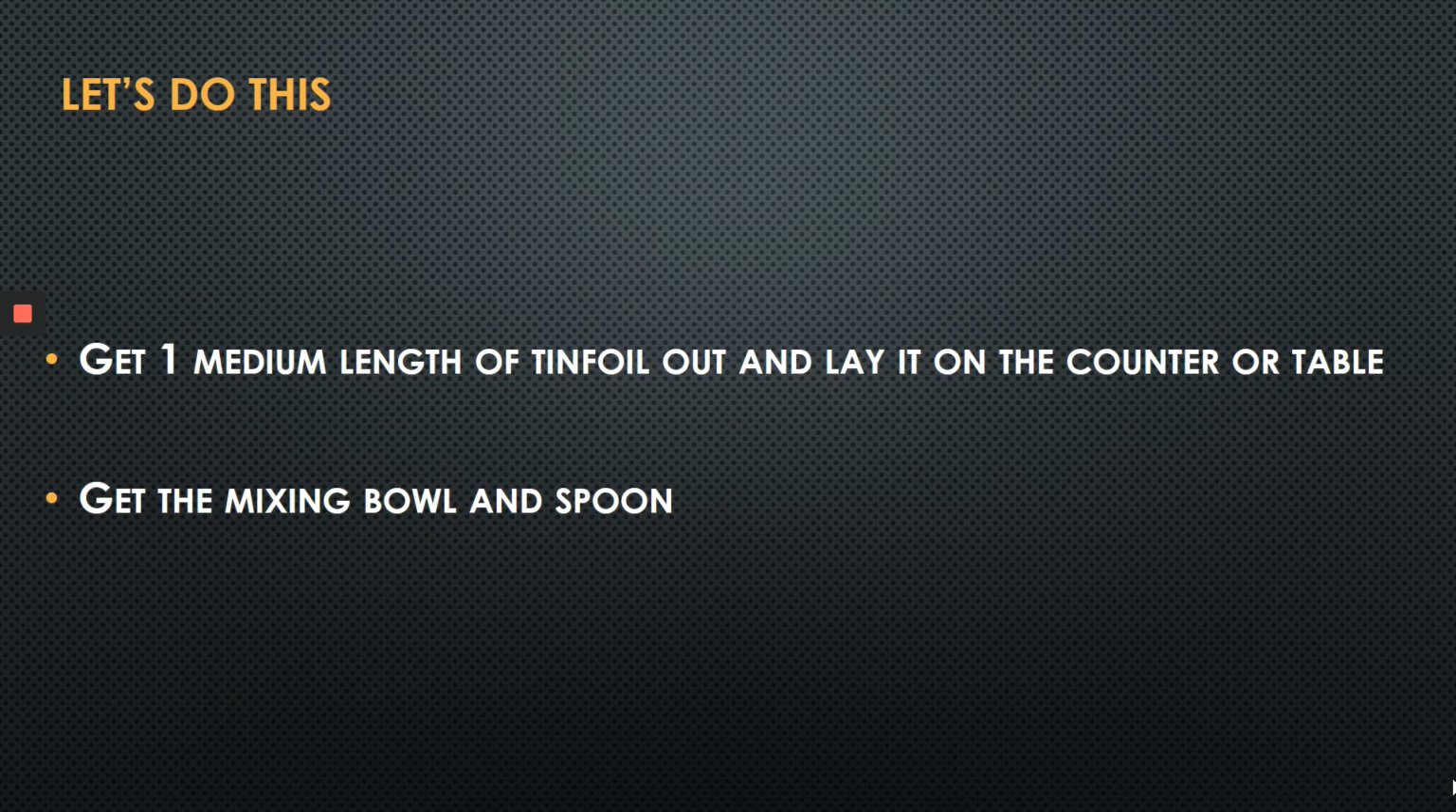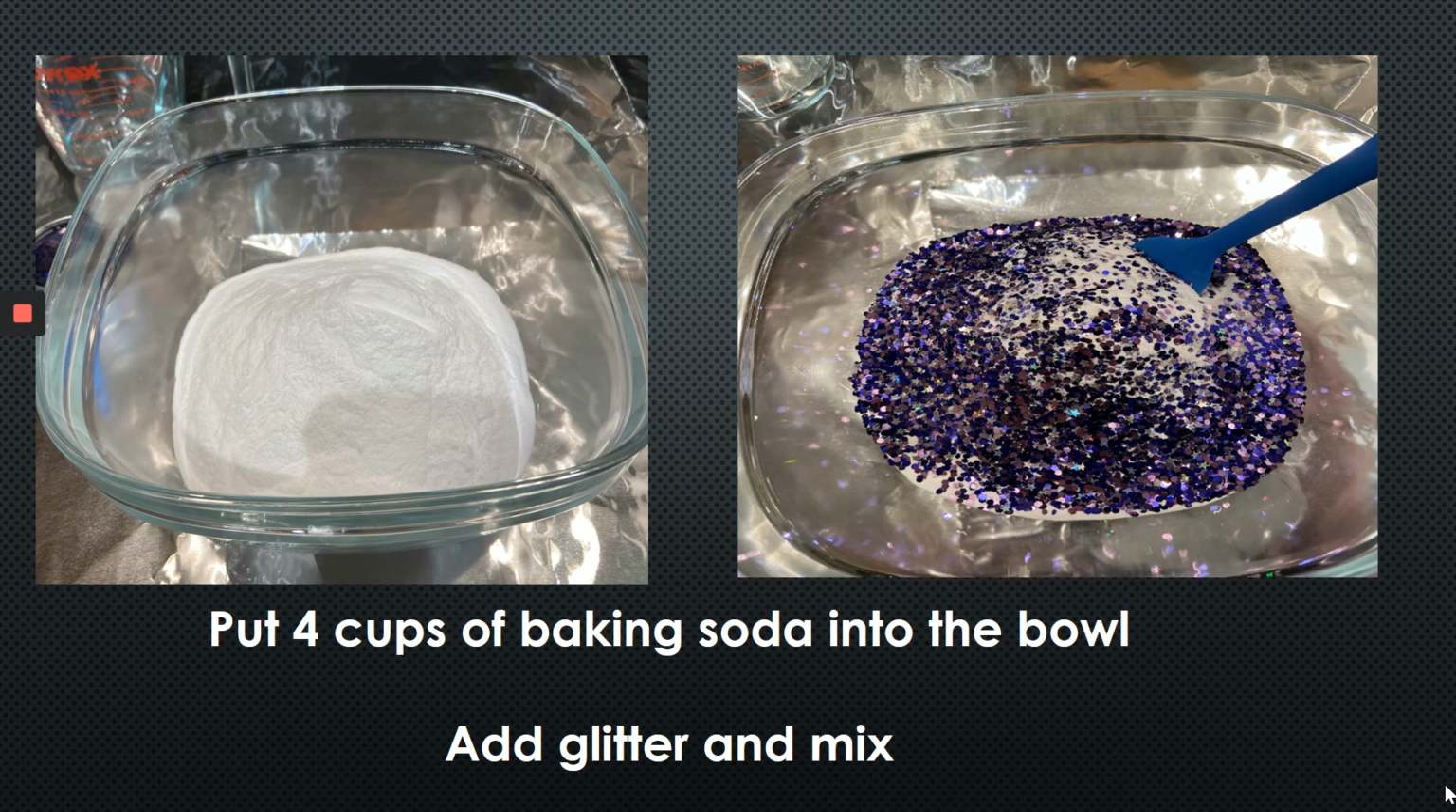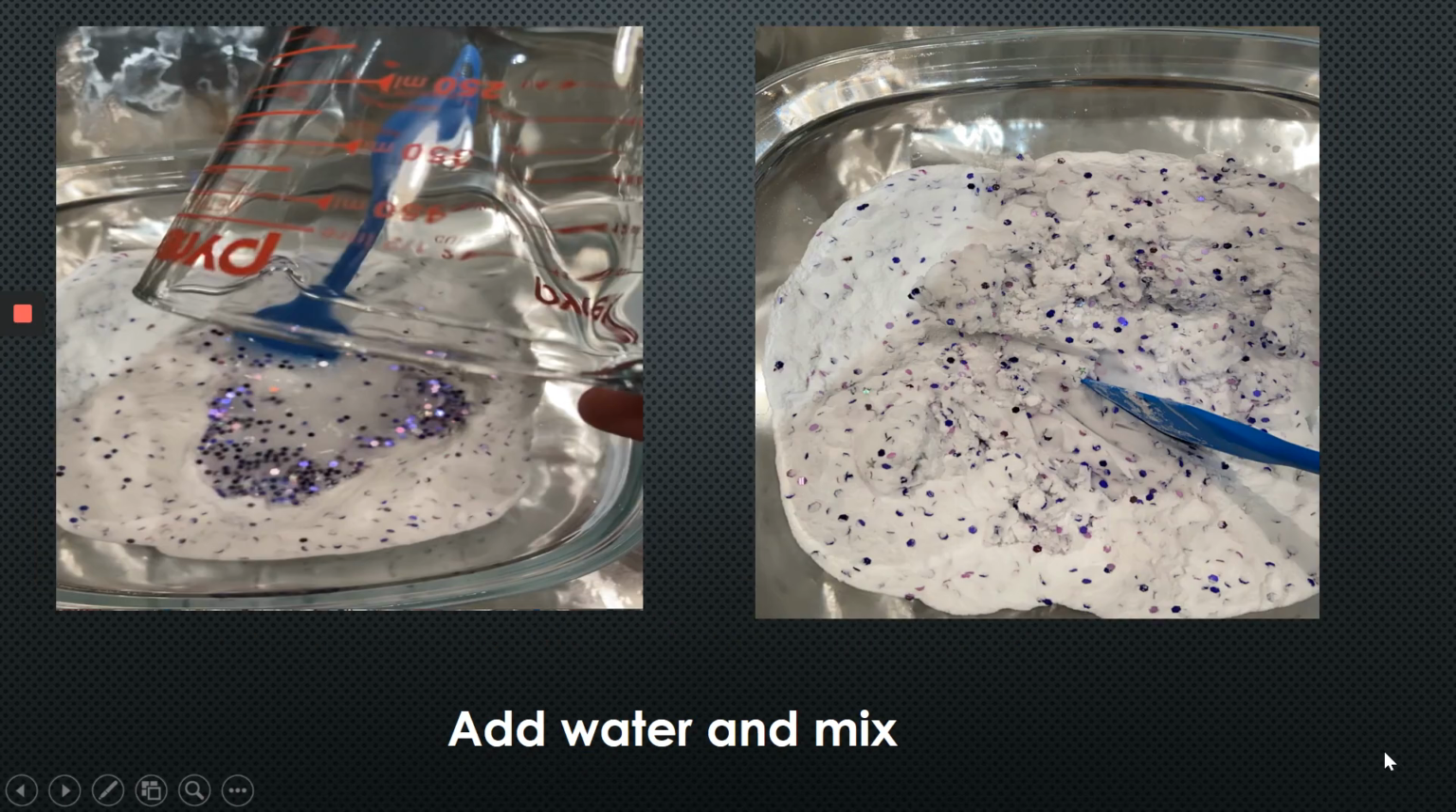Get 1 medium length of tinfoil and lay it on the counter or table. Get the mixing bowl and spoon ready. Put your 4 cups of baking soda into the bowl, which you see here on the left. And on the right, add your glitter and mix it up. Now add your water and mix it up. You'll see it's all wet in the center and dry on the outside. Make sure you mix it, okay?